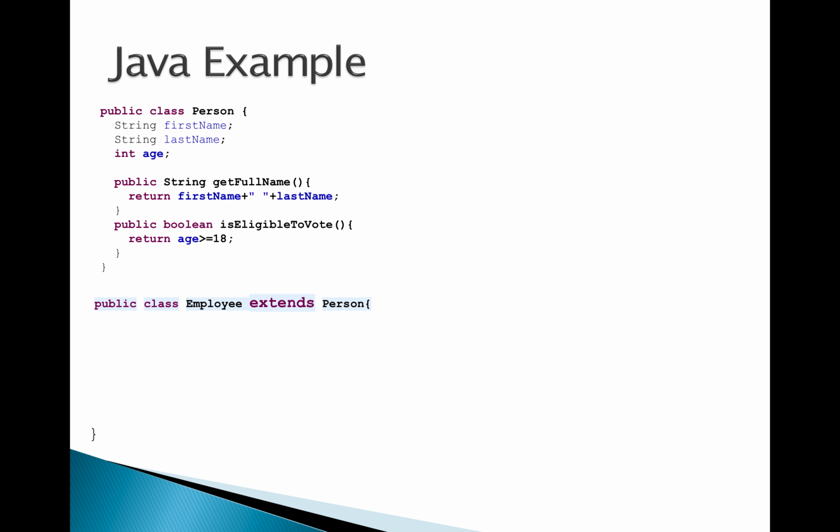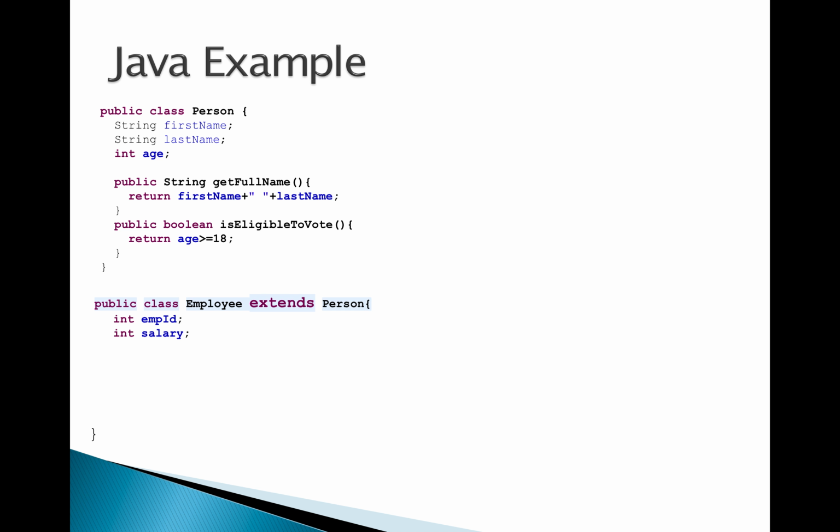So you can get the full name of an employee, and you can see whether an employee is eligible to vote or not. So the behaviors can be extended, as well as first name, last name, and age, the properties can also be reused by the Employee class. I don't need to redefine them because with the simple keyword extends Person, it is going to inherit the features of the Person class in the Employee class.